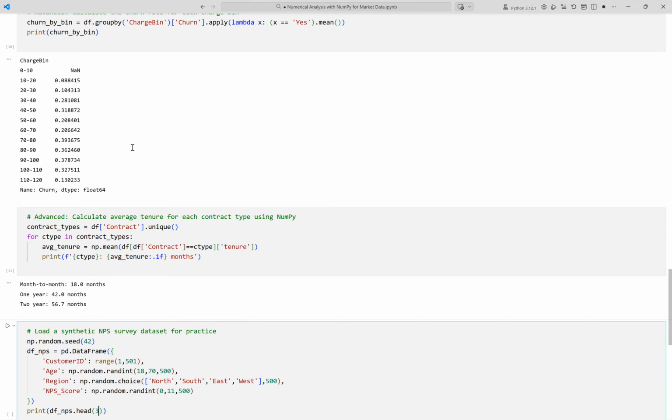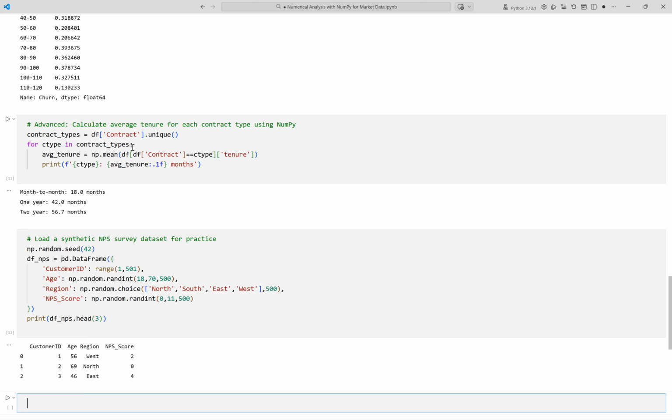Running the cell now. This output shows the first 3 rows of a synthetic NPS survey dataset with 500 customers, including their ID, age, region, and NPS score. Notice the NPS_score ranges from 0 to 10, reflecting typical Net Promoter Scores, and the demographic columns help segment responses by age and region. This initial glimpse is crucial for validating data types and ensuring the dataset aligns with survey structure before deeper analysis.